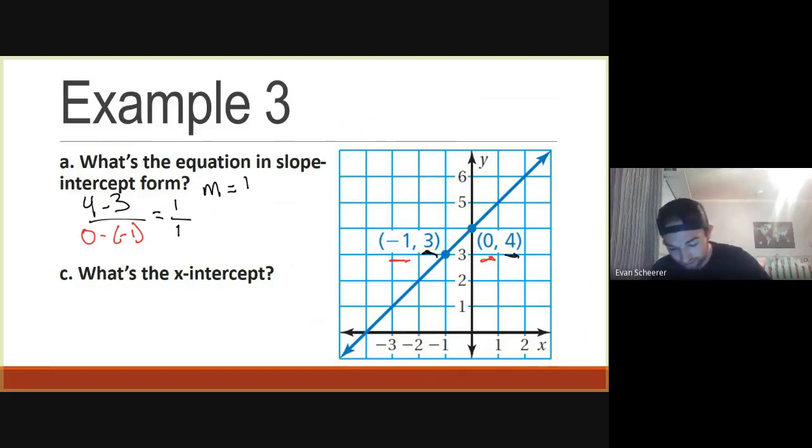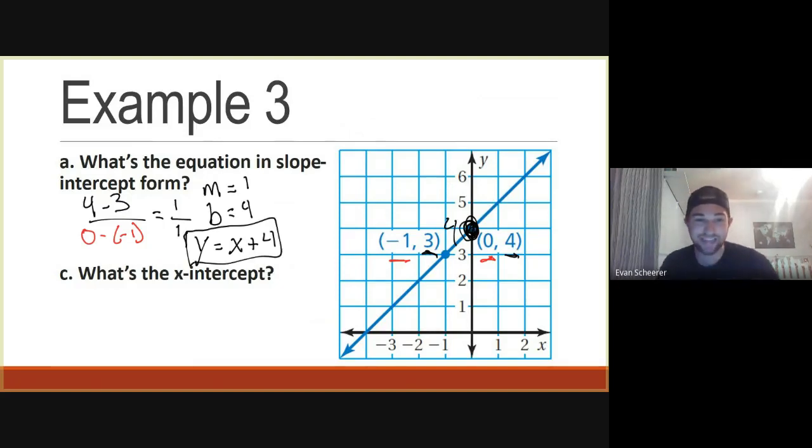Notice our y-intercept is right here. That's at 4. So our b equals 4. So therefore our equation equals y equals x plus 4. There is a 1 right there, but remember it's invisible, so we don't actually need it. So we're just going to put y equals x plus 4.